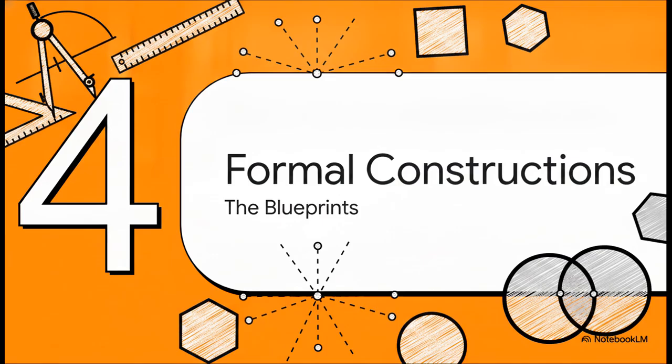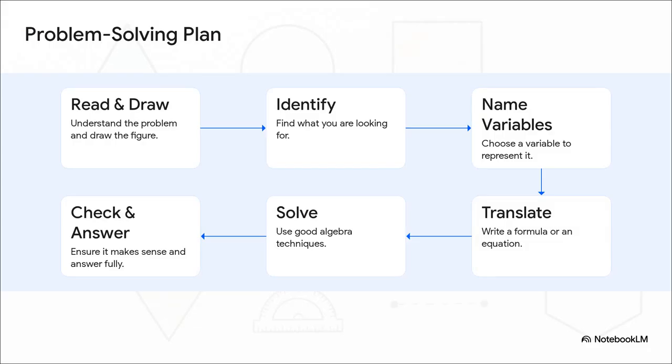Let's move right into Section 4, Formal Geometric Constructions, the Blueprints. All right, now that we have our building blocks defined, let's look at how we formally draw these shapes out. Because when you're tasked with a geometric application, you definitely can't just guess. You need a rock-solid structural plan. So you should always follow this really reliable 6-step problem-solving strategy to keep your work mathematically sound.